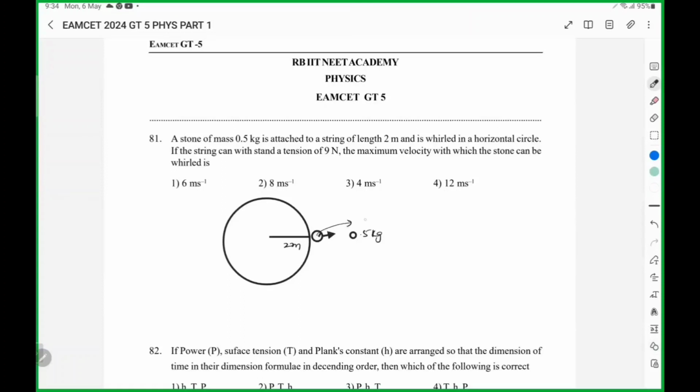The force acting on it is the centrifugal force, which should be equal to 9 newtons. m r omega square is this. Mass is 0.5, and the radius is nothing but the length of the string. He is asking only velocity. So mass is 0.5 kg, and v square is 36, so v will be 6 meter per second.